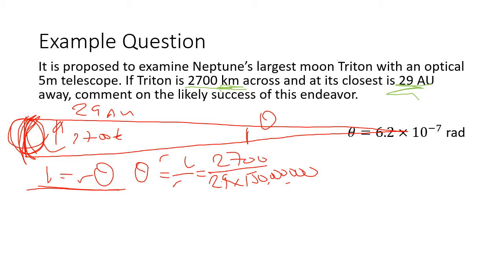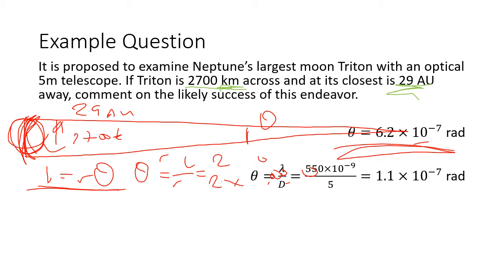You get an idea that this diffraction that we're talking about as the light enters the telescope is not big. 10 to the minus 7 radians. So this is the angular separation of one side of Triton compared to the other side of Triton. Now, we also need to work out what is the best resolving power of the telescope.